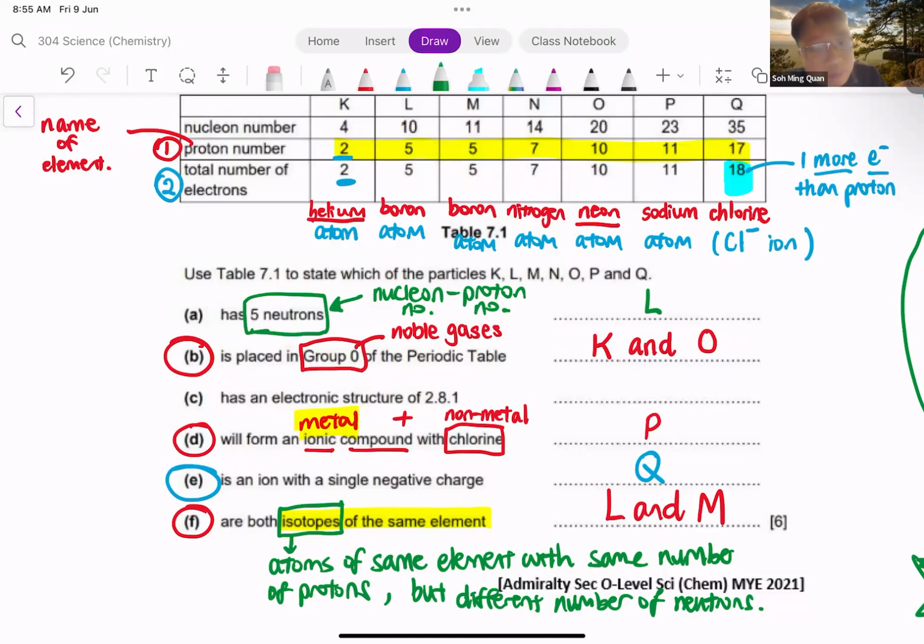Okay, and finally, last one, part C, which one has an electronic structure of 281? 281, 2 plus 8 plus 1 equals 11 electrons. 11 electrons corresponds to sodium, which is P. Okay, so this is briefly how you will do such a question. And this is actually the O-level question already. Okay, but this is also valid for the N levels. So it's good to know how to do this, right?